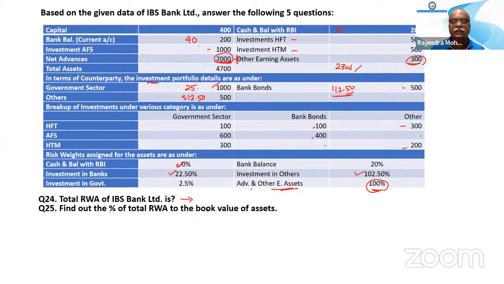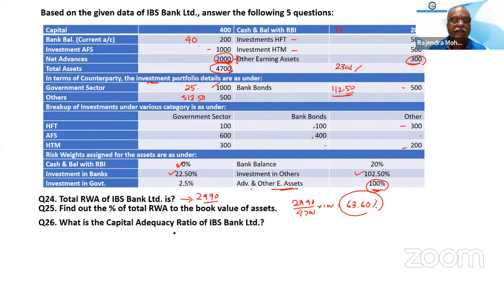Can somebody add this and tell me how much it is coming? 2990. Okay, fine. Now find out the percentage of total risk-weight asset to the book value of the asset. Simple thing. What is the book value? Total asset is given: book value is 4,700, and we found RWA is 2,990. So 2990 divided by 4,700 into 100. How much? 63.6. Fine.